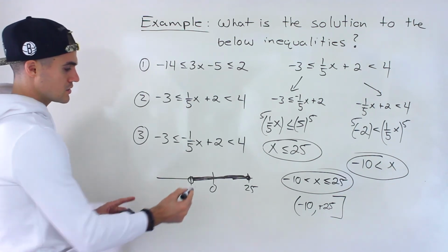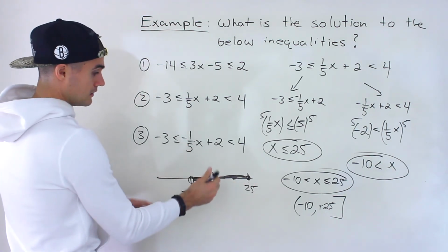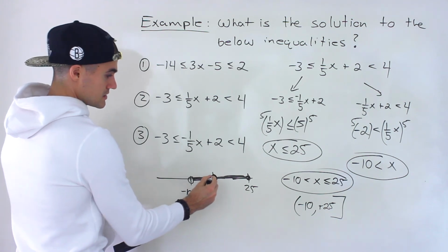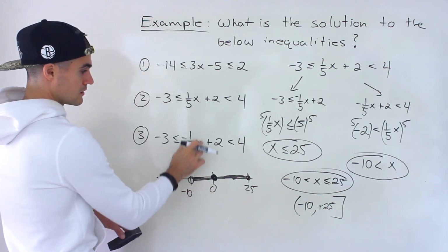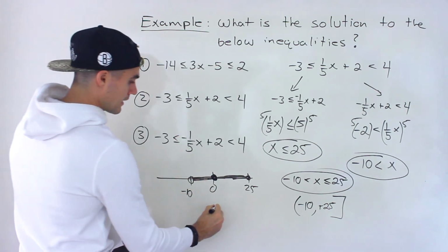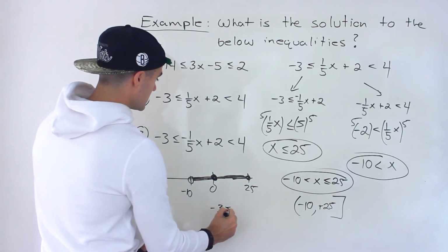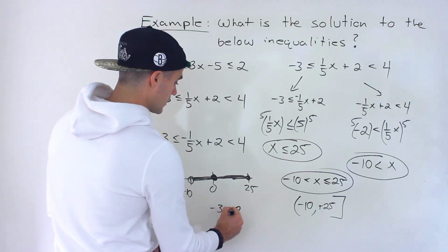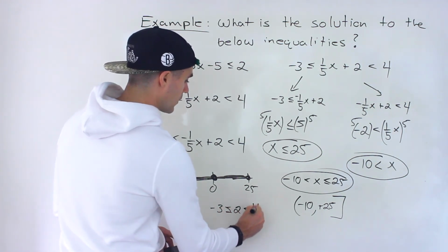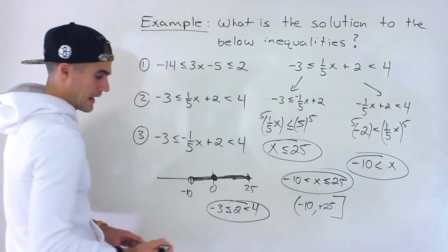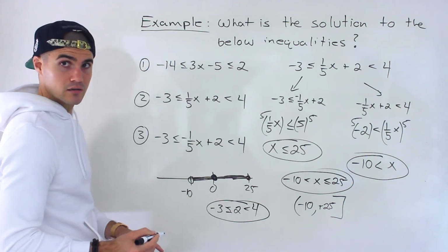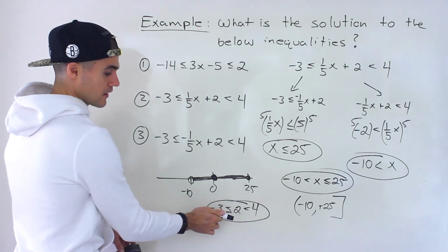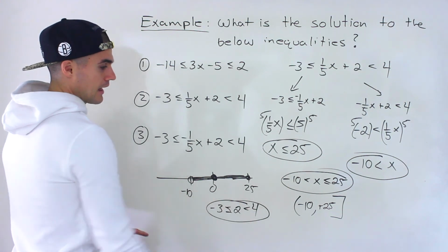You could test this, so you could pick any number here and plug it in. So an easy number to pick is 0, plug it in for x. This would go away, so we get 2 is greater than or equal to negative 3, but less than 4. Is that a valid statement? It is, right? 2 is greater than or equal to negative 3 and less than 4.